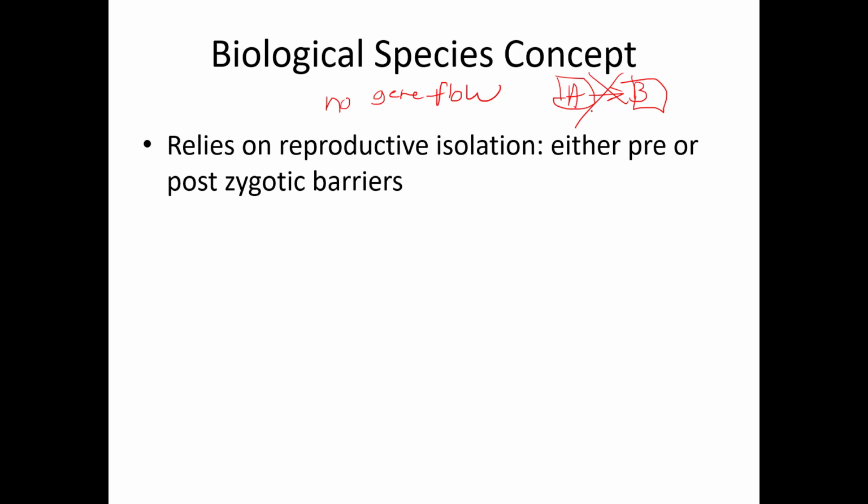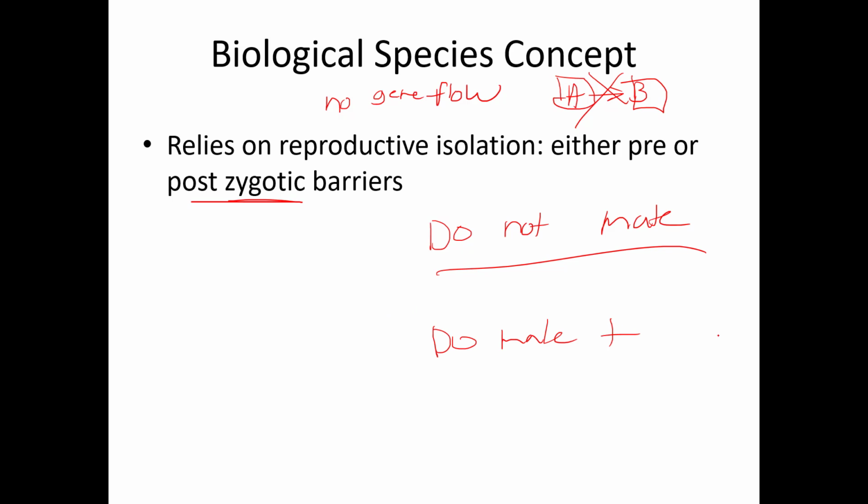And this is going to rely on pre- or post-zygotic barriers. Let's define that. Zygotic means zygote. So a pre-zygotic barrier would mean two organisms do not mate. A post-zygotic barrier would mean they do mate and make a zygote, but it's either not fertile or it's not viable. Okay? So this is the most common species concept that we typically use, so that's the one that we'll use when we're talking about species for the most part.